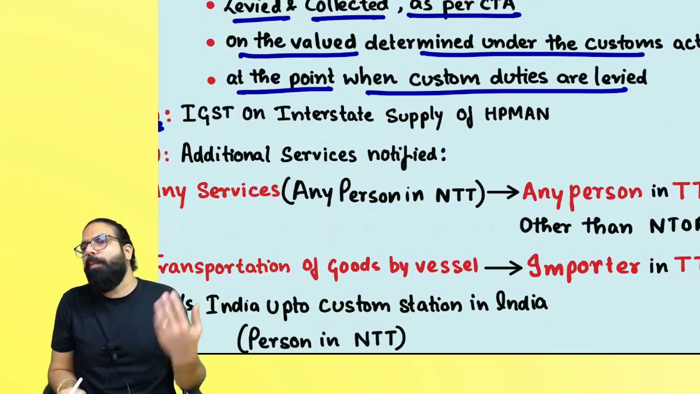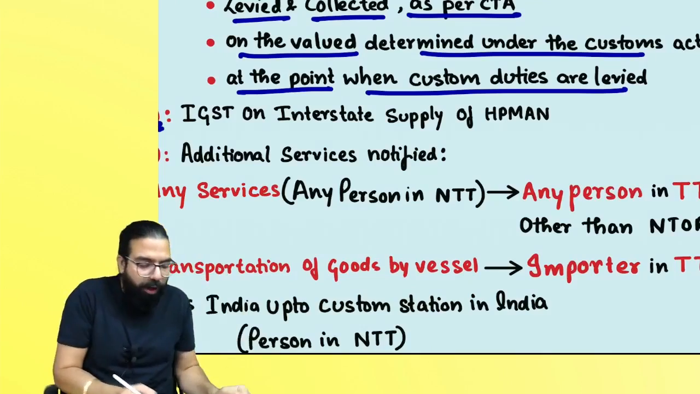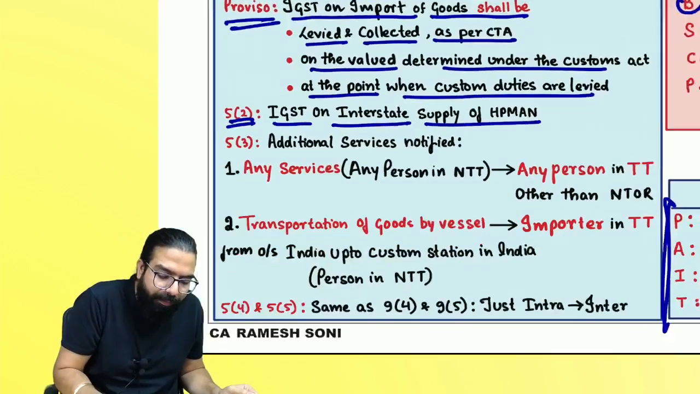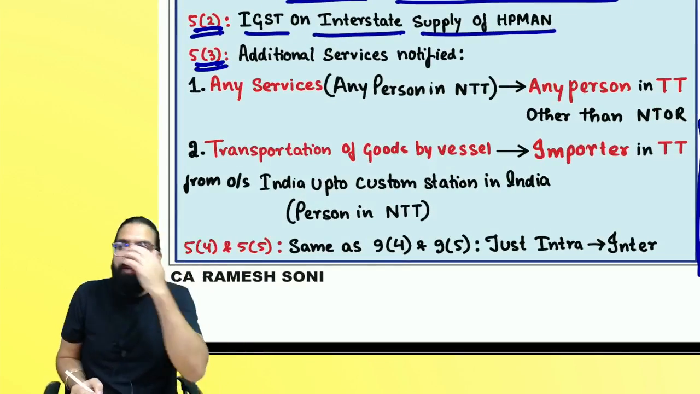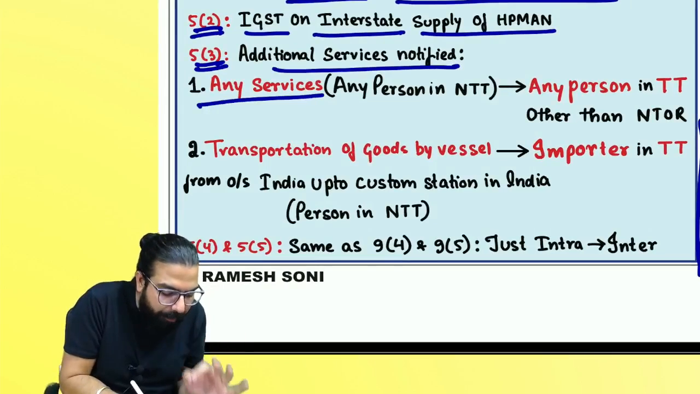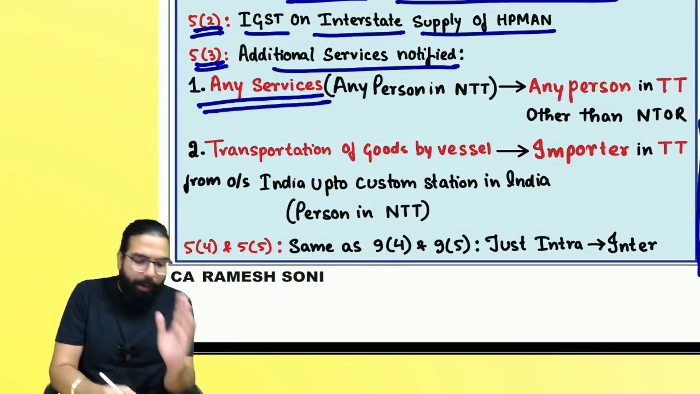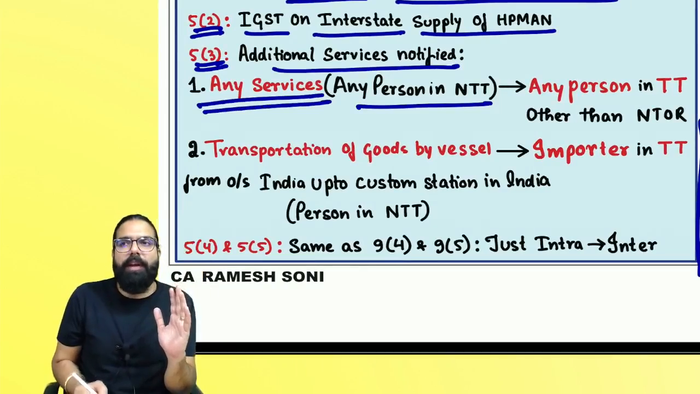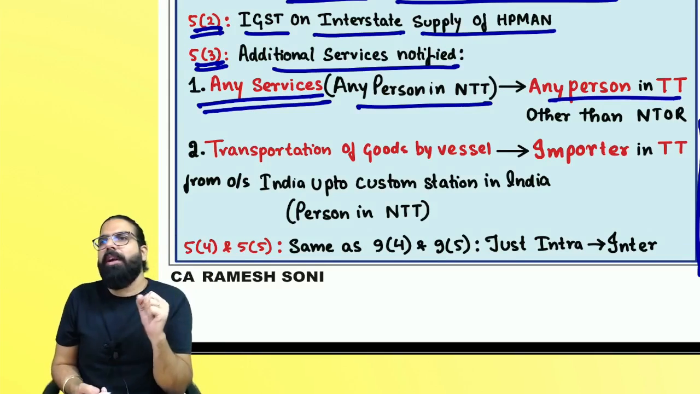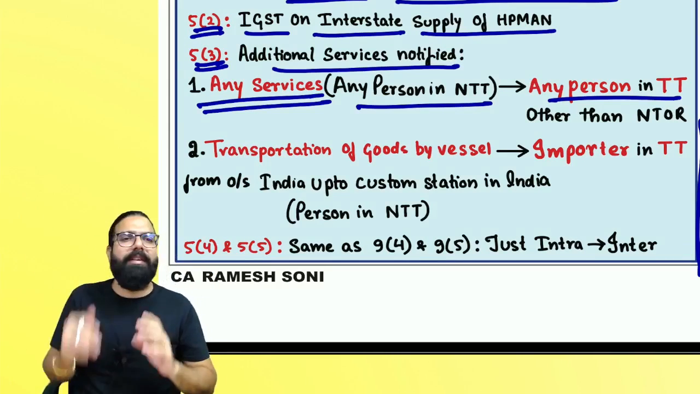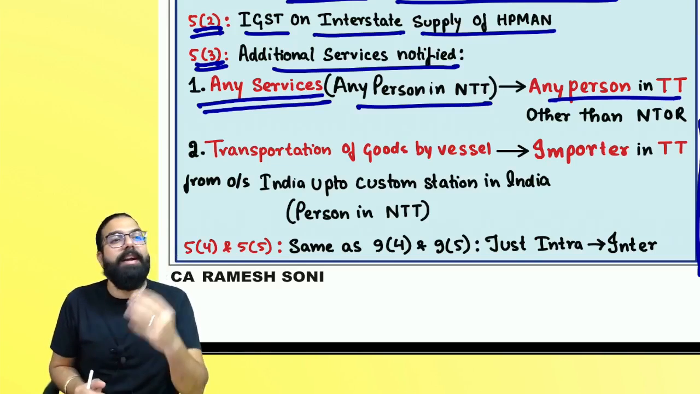Section number 5.2. Section number 9.2 told about HP man pe CGST. 5.2 talks about IGST on interstate supply of HP man. Section number 5.3 has additional services which are notified. Number 1, any service provided by any person in the non-taxable territory, if it is given to a person in the taxable territory, I told you supplies outside India, recipient is in India. Place of supply is in India, that's importation.